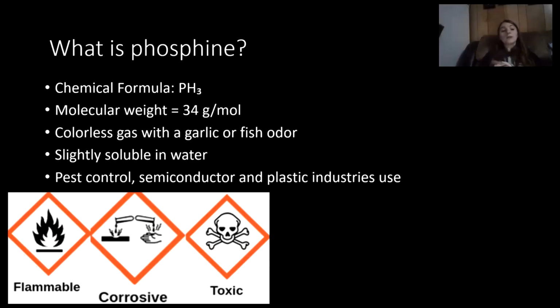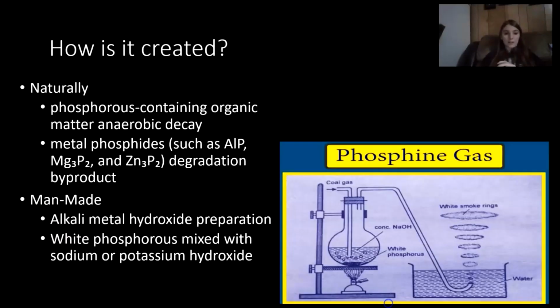It is used in the pest control, semiconductor, and plastic industries. For the semiconductor industry, it is used to dope silicon crystals with phosphorus. It is also flammable when O2 is introduced to it, corrosive, and toxic. So how is this exactly created?